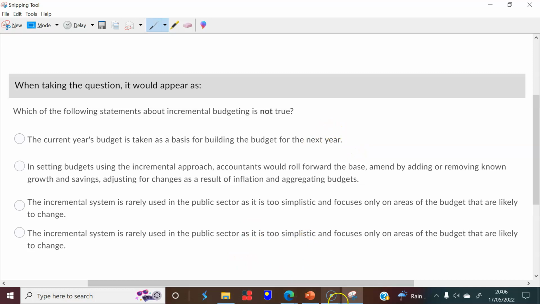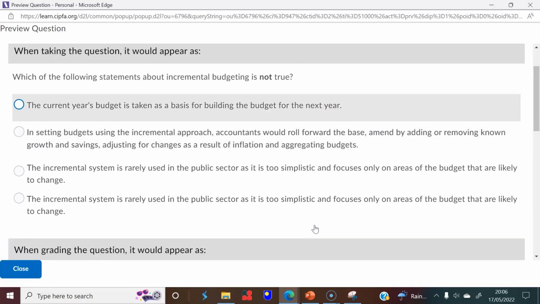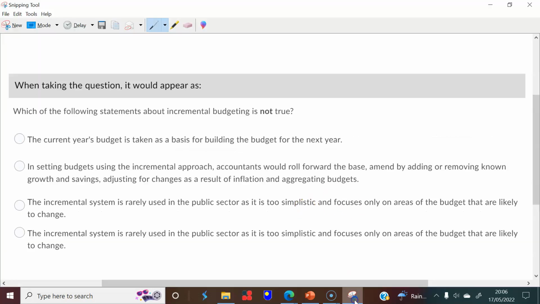Actually, because I think I'd built a... yeah, so this is true. Right? Oh, I thought I had... yeah, so this is true. In setting the budgets, we amend by adding and removing, adjusting for inflation. Yeah, this is very true.